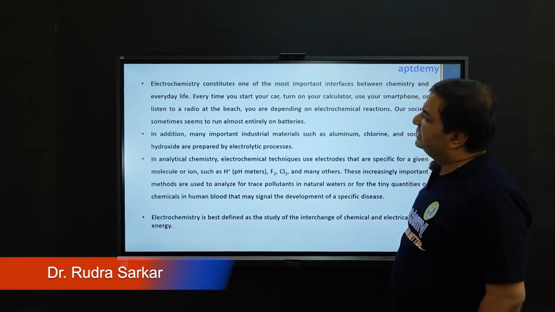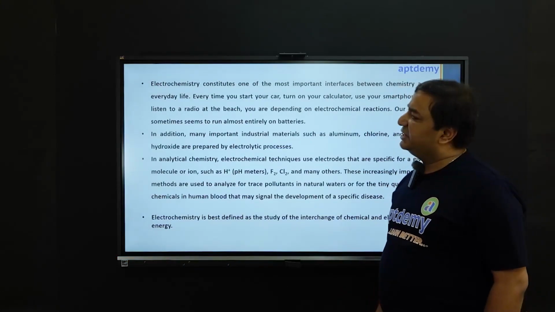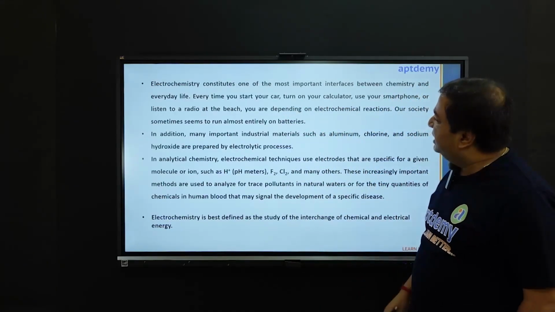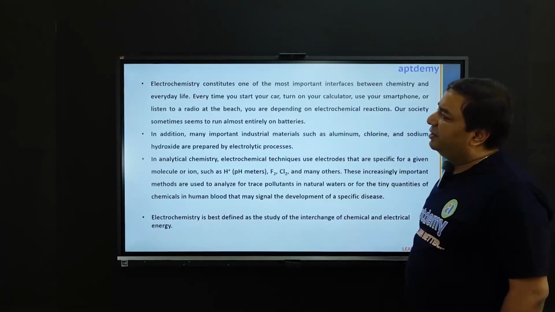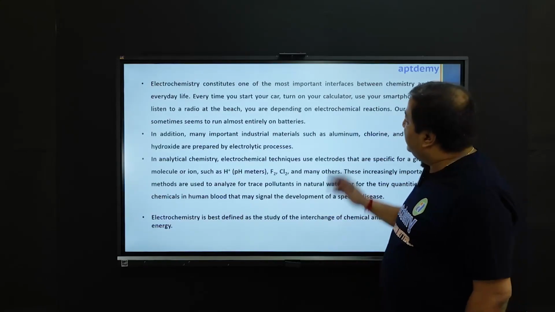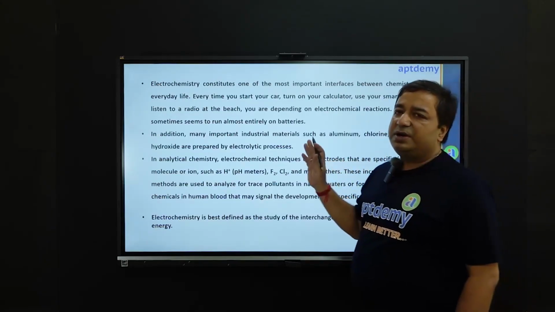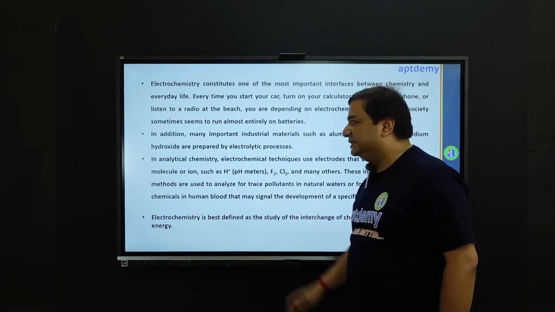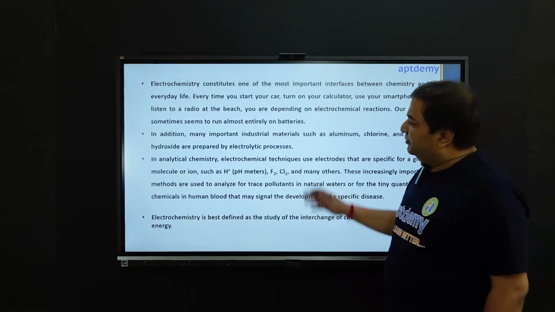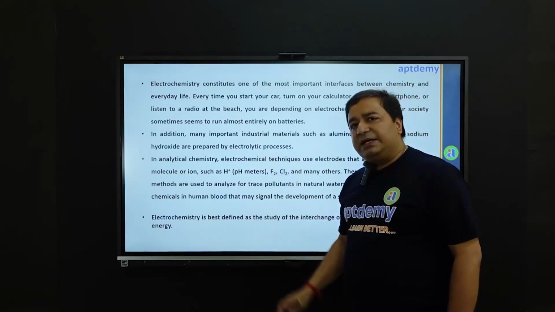Now, what is electrochemistry? Electrochemistry constitutes one of the most important interfaces between chemistry and everyday life. Every time you start a car, turn on your calculator, use your smartphone, or listen to a radio at the beach, you are dependent on electrochemical reactions. We can say our society sometimes seems to run almost entirely on batteries.